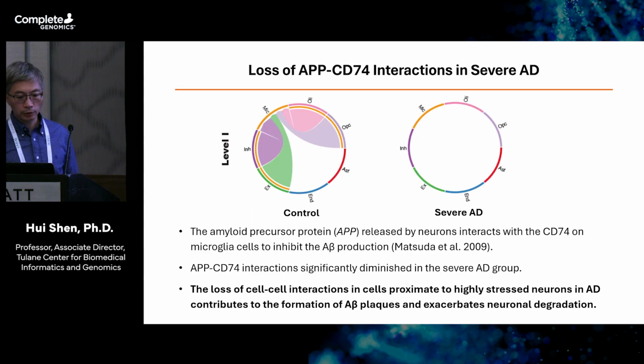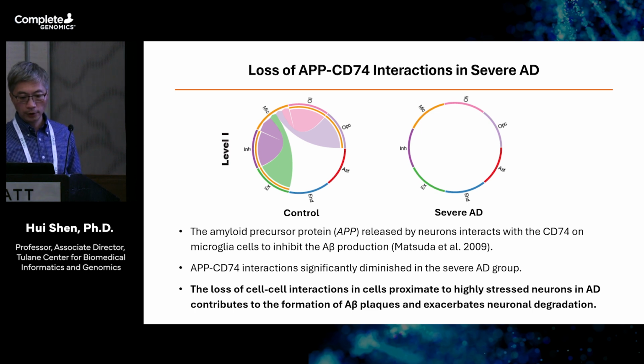We can actually take a closer look at some specific ligand and receptor interactions. Here is an example of the APP and CD74 interaction, which is a known interaction. The APP released by the neuron will interact with the CD74 on the microglial cells, and it actually functions to inhibit the A-beta production.